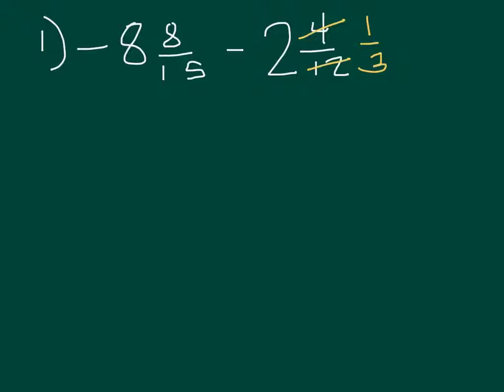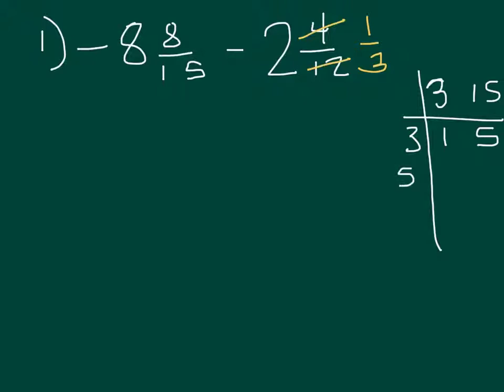So, this is what we're going to do. We're going to get a common denominator for 15 and 3. For 15 and 3, the common denominator is, into 3 is 1, 5. Into 5, it's 1, 1. If we multiply, we get a 15. So my common denominator is 15.